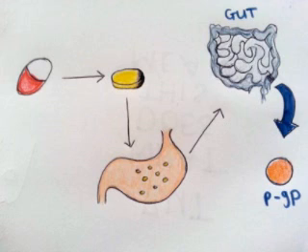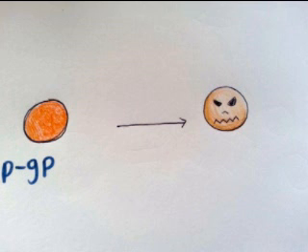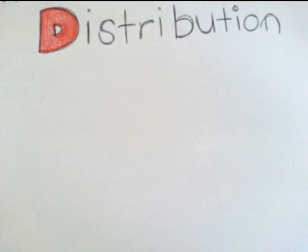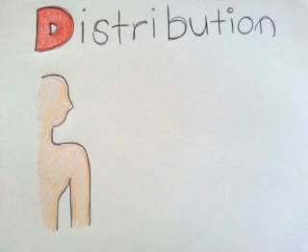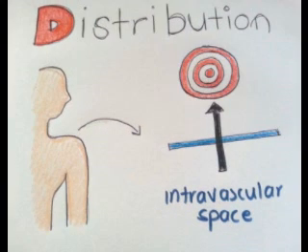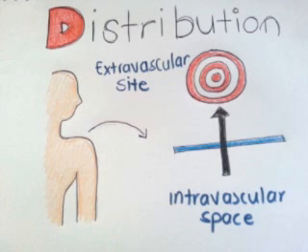However, a small P-glycoprotein exists, PGP, which is a drug efflux pump encoded by ABCB1, which can be a major problem in its capability of drug resistance to cancer cells. So once we have absorbed the drug, where does it go? In the distribution phase, the drug travels to body tissues from the intravascular space to its targeted extravascular site.